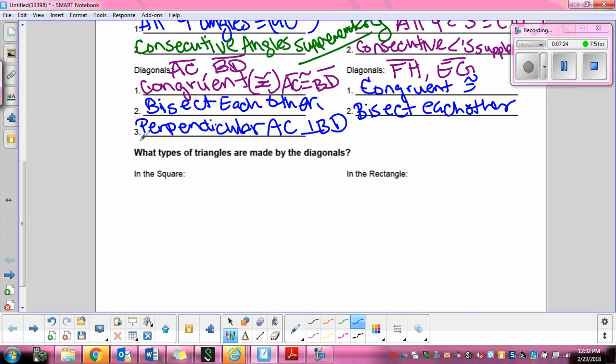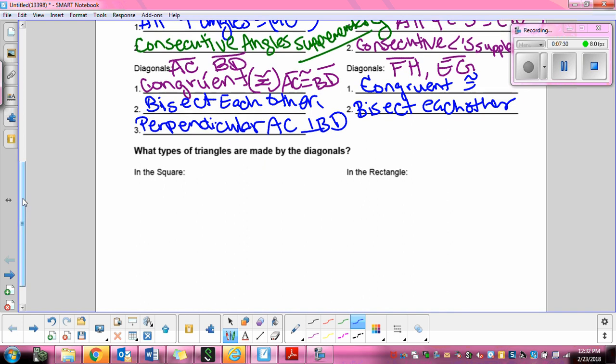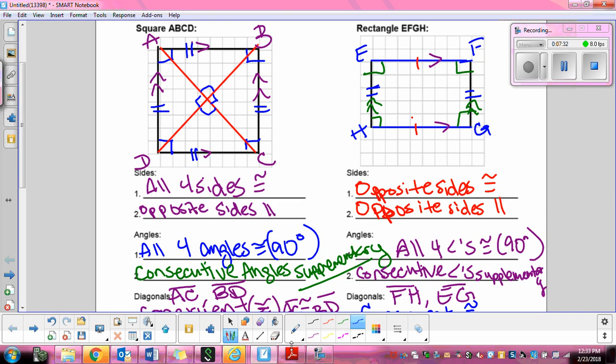So I want you guys to try this out. In the square, what kind of triangles are made? And in the rectangle, what kind of triangles are made if my diagonals are equal and they bisect each other? I want you guys to try to figure that out. Understand what is happening.